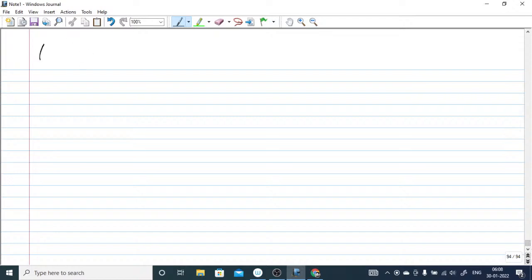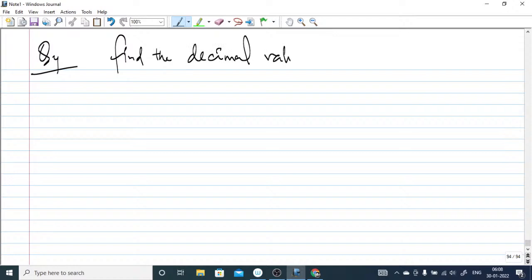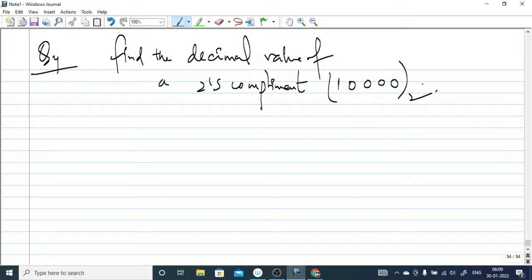If someone is going to ask you, let us solve this question. Find the decimal value of 2's complement of 1 0 0 0 0. The moment you see the question, you should not panic, because this one is given now, so directly conclude that this is negative and given in 2's complement form.